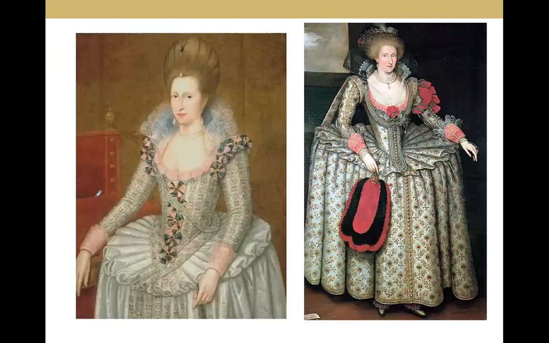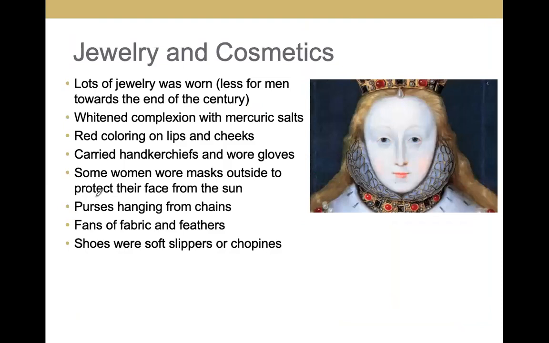Here are some more pictures from the time period. As far as jewelry and cosmetics, women wore quite a bit of jewelry at this time. They also put mercury salts on their face to make their complexion more white. We probably know that mercury is not good for you. So it would actually eat away their face. It would cause them to die prematurely. So it was not good for them at all. They also used red coloring on their lips and their cheeks. So they were wearing some makeup.